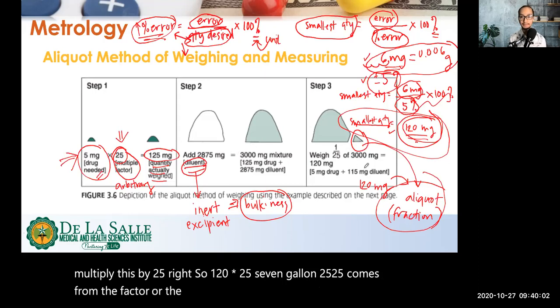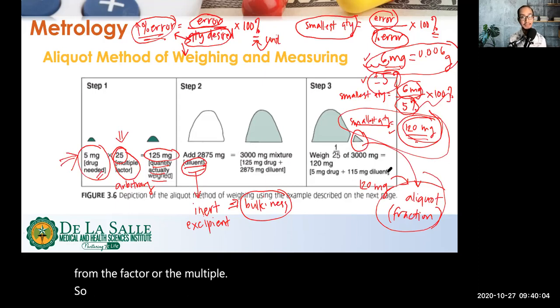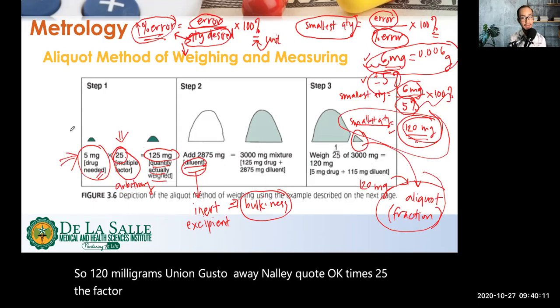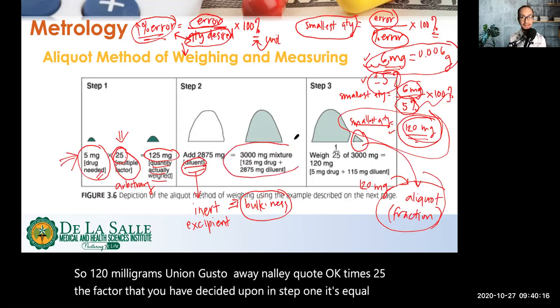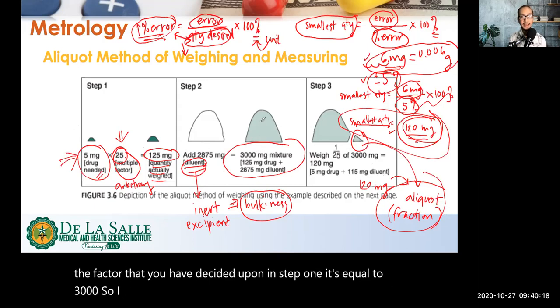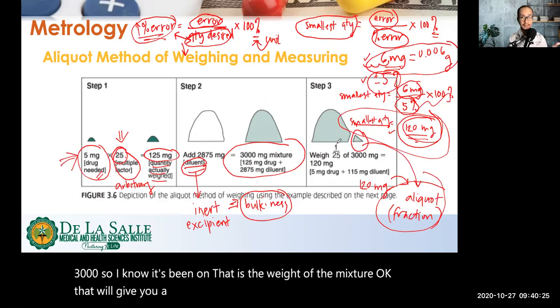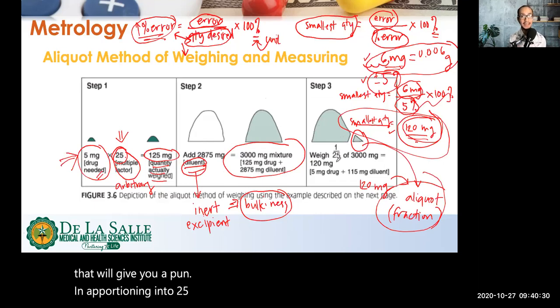Okay? So 120 milligrams, yun yung gusto mong i-weigh na aliquot, okay? Times 25, the factor that you have decided upon in step 1, it's equal to 3,000. Okay? So anong ibig sabihin nun? That is the weight of the mixture, okay? That will give you, upon apportioning into 25 fractions, okay? 120 milligrams of a mixture. Okay? Ayan, so yun yung ibig sabihin nun.